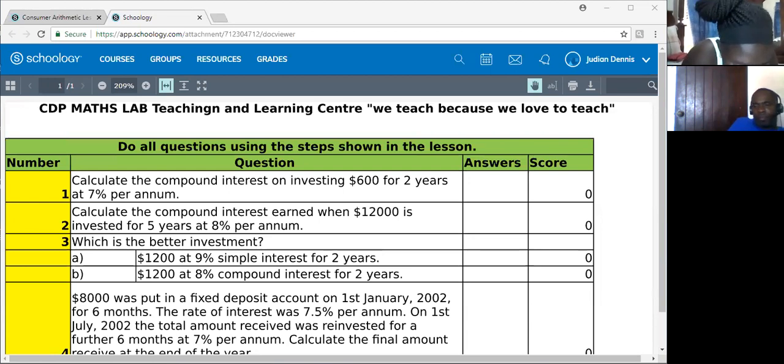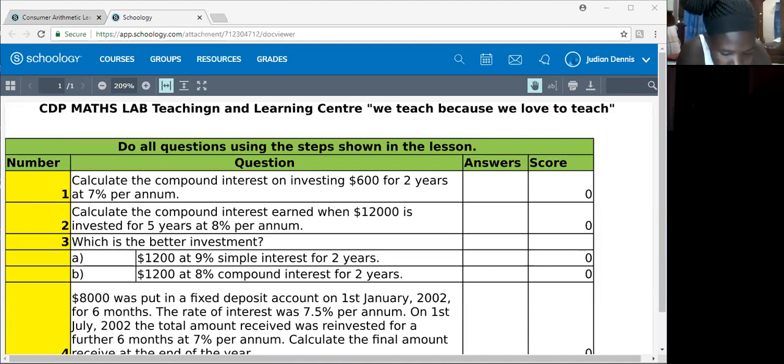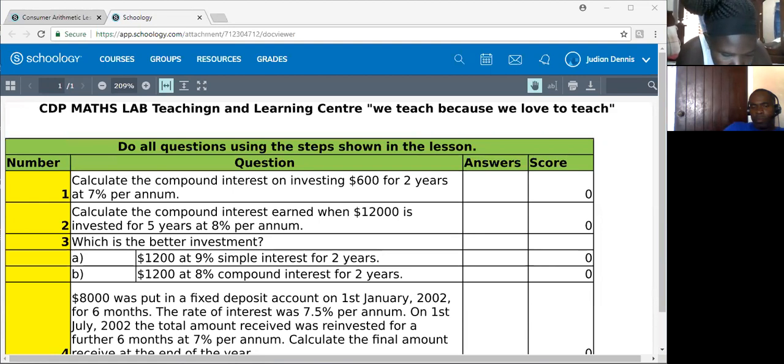Okay. So I'm going to add that to my previous principal. So $15,116.54 plus $1,209.32 equals $16,325.86.